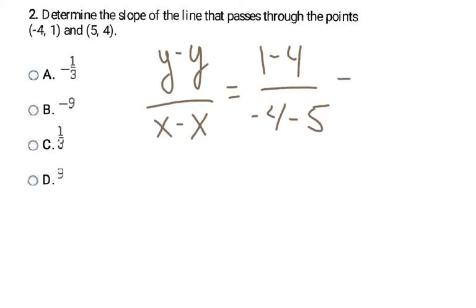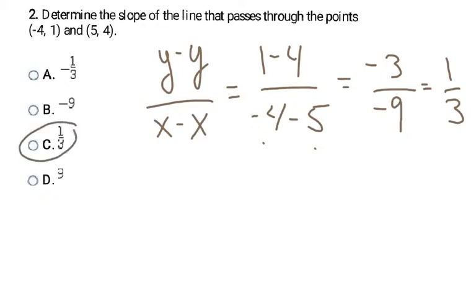So I'm going to go ahead and do that subtraction. 1 minus 4 is -3. And then on the bottom, -4 minus 5 is -9. -3 over -9 simplifies down to 1/3. And remember, like I said before, you can use a calculator to check yourself at any point on any of these steps. There's no shame in that. So our answer here is C, 1/3.